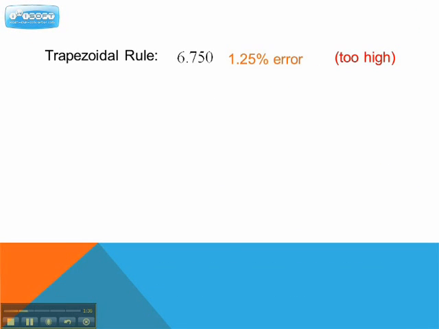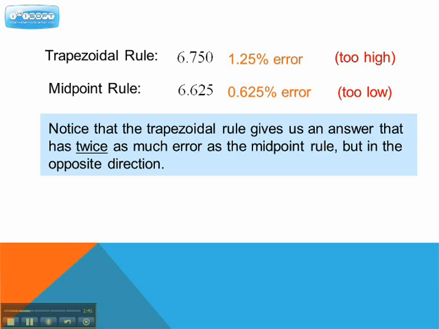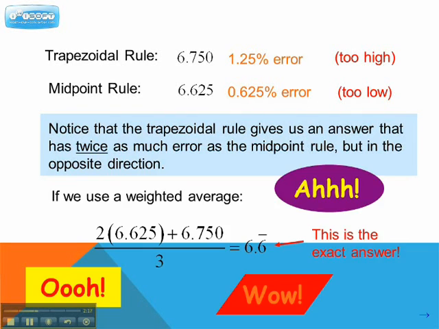You can see our trapezoidal rule gives us a 1.25% error, which would be high. Midpoint gives us a 0.625% error, which is low. The trapezoidal rule gives us an answer that has twice as much error as the midpoint, but is in the opposite direction.